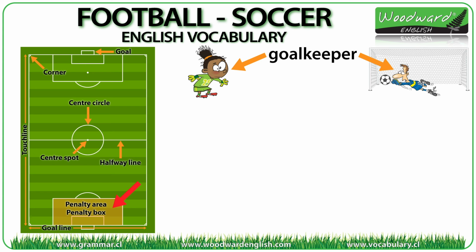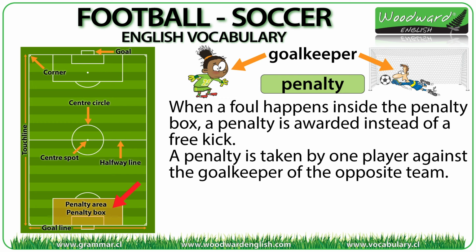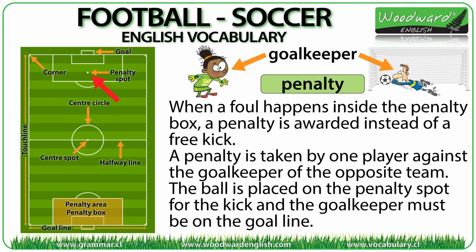This area is important because of something called a penalty. When a foul happens inside the penalty box or penalty area, a penalty is awarded instead of a free kick. A penalty is taken by one player against the goalkeeper of the opposite team. The ball is placed on the penalty spot for the kick, and the goalkeeper must be on the goal line.